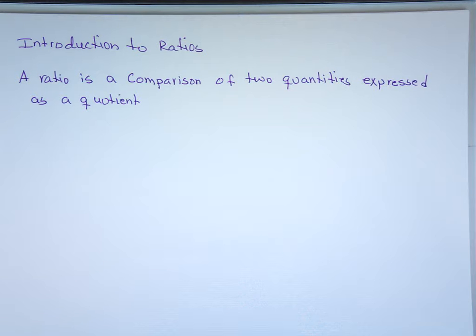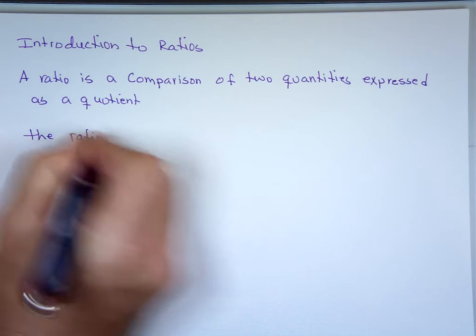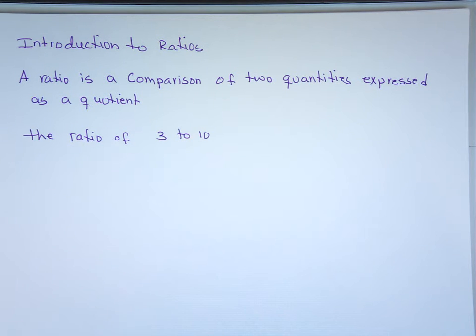So let's take an example. If I said the ratio of 3 to 10, how would you write that? 3 to 10. Notice it's a fraction. The first number is your top number. The second number is your bottom number.